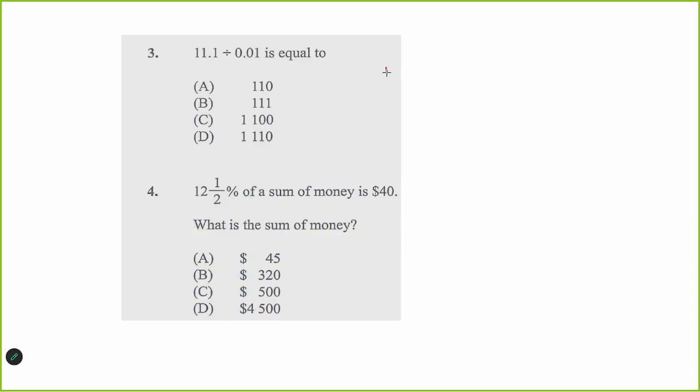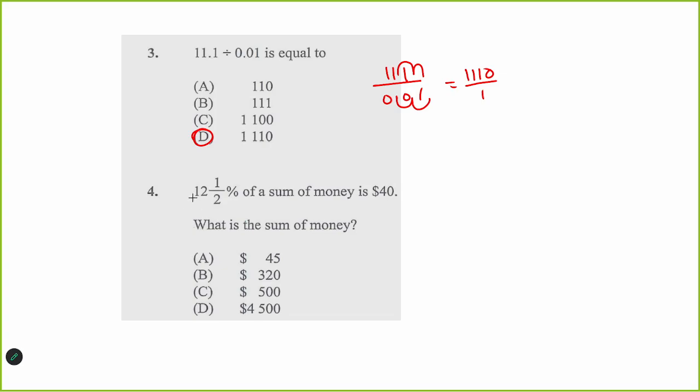11.1 divided by 0.01. You want the number below to be the same, 1, 2. And if you shift this, you want the number below to be a whole number, so you shift your decimal point. But if you shift this 2 places, you have to shift this 2 places, right? So it'll be 1110 divided by 1, which is D.